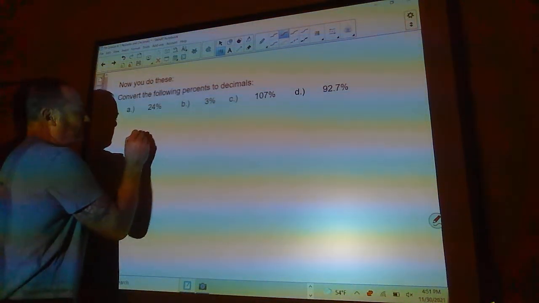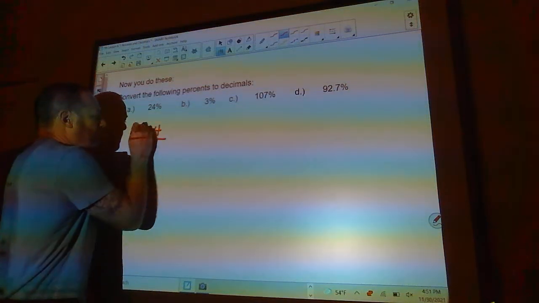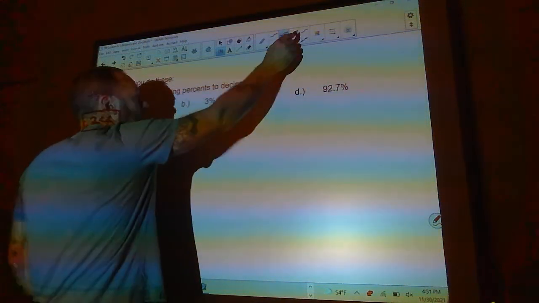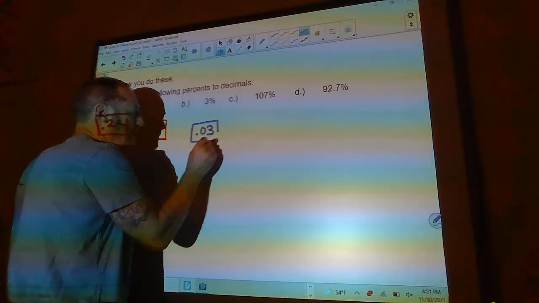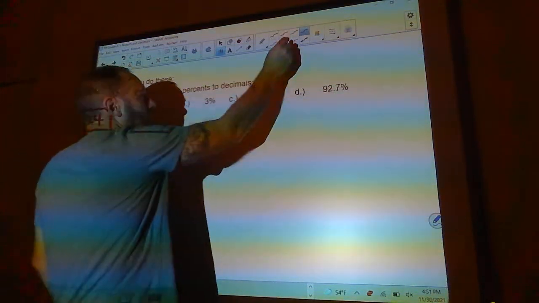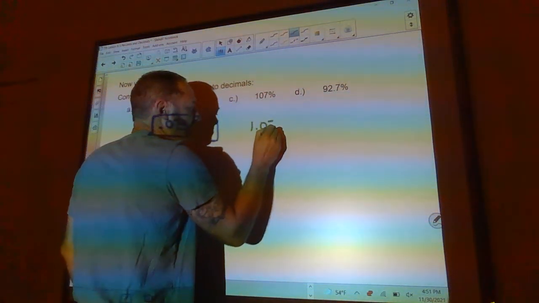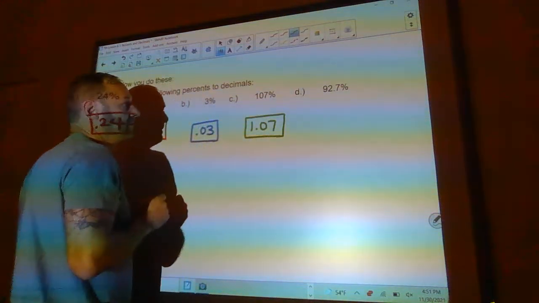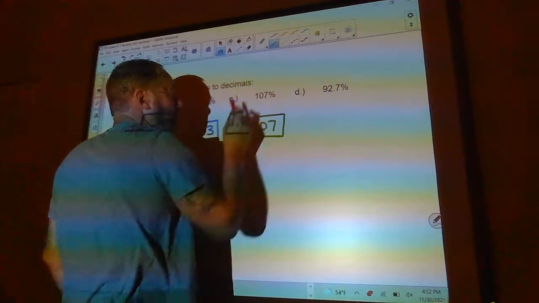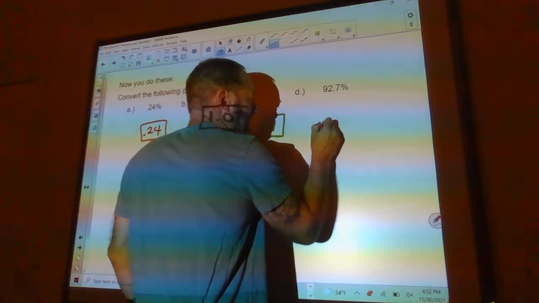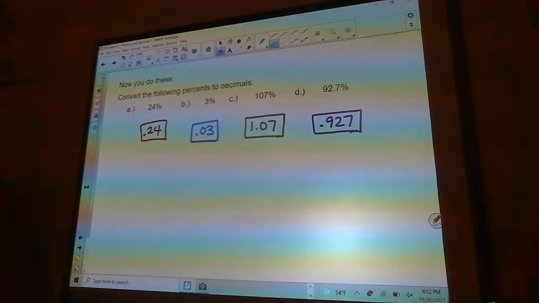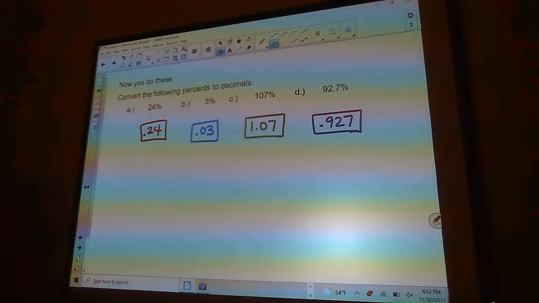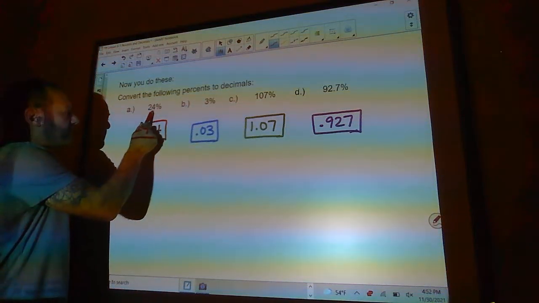Okay, 24%, you should have got 0.24. 3%, you should have got 0.03. 107%, you should have got 1.07, and 92.7%, you should have got 0.927. Okay, taking each of those numbers, dividing by 100, will give you that. Or remember, move the decimal 2 places to the left.